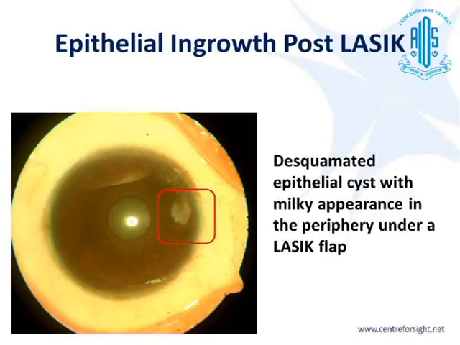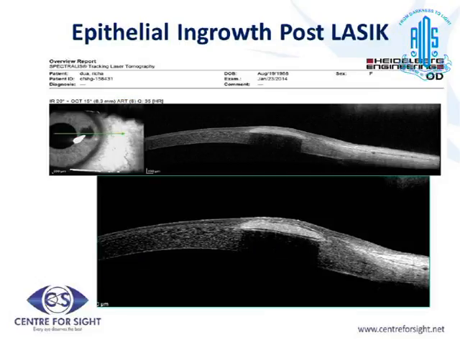Now, this patient presented to us with this kind of epithelial ingrowth 2 years after the LASIK surgery. The slit lamp examination showed a desquamated epithelial cyst with milky appearance in the periphery underneath the LASIK flap. We did the ASOCT, and ASOCT showed that the extent of the epithelial ingrowth was much broader than it appeared on the slit lamp, and there was a flap thinning in the overlying area. So OCT confirmed that this patient needed surgical intervention to remove the epithelial ingrowth.